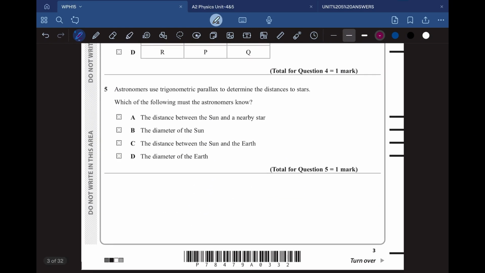Under number 5, it says astronomers use trigonometric parallax to determine the distance of the stars. Which of the following must the astronomers know? Basically, this is a very easy question. The only thing that the astronomers must know is the distance between the sun and the earth. The answer will be C, but I will explain it, don't worry at all.